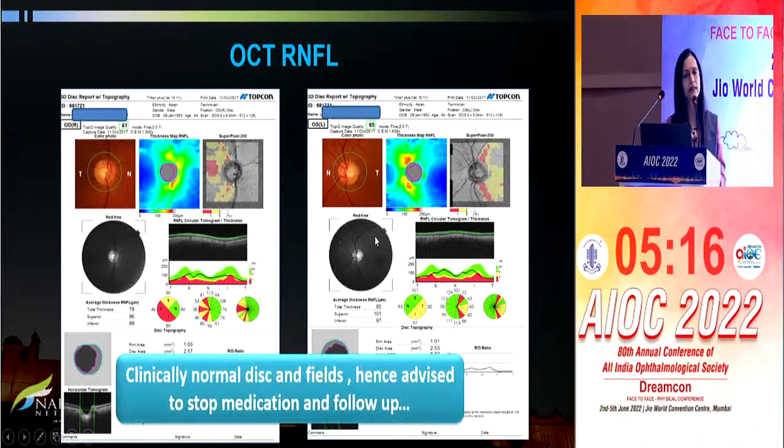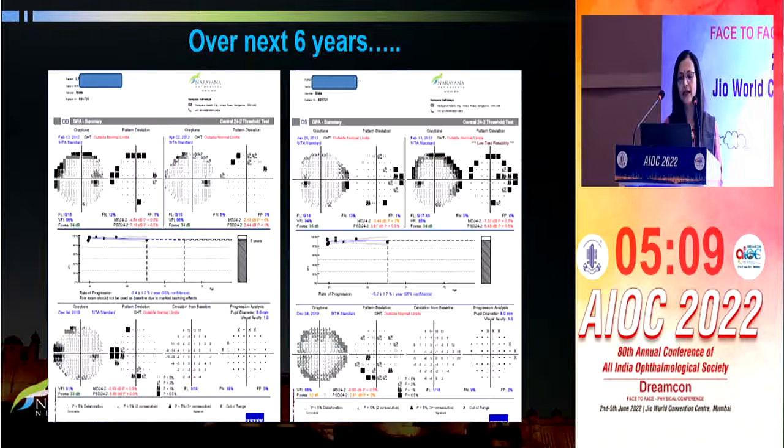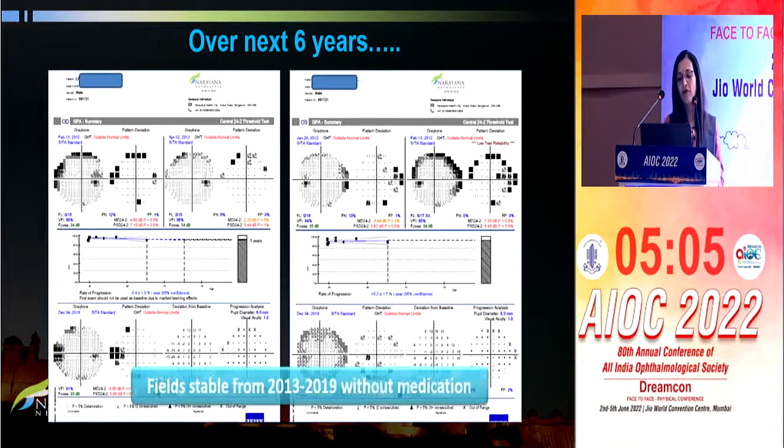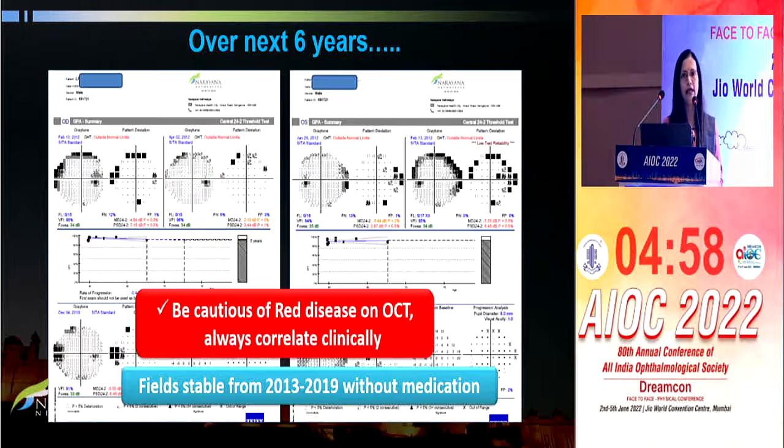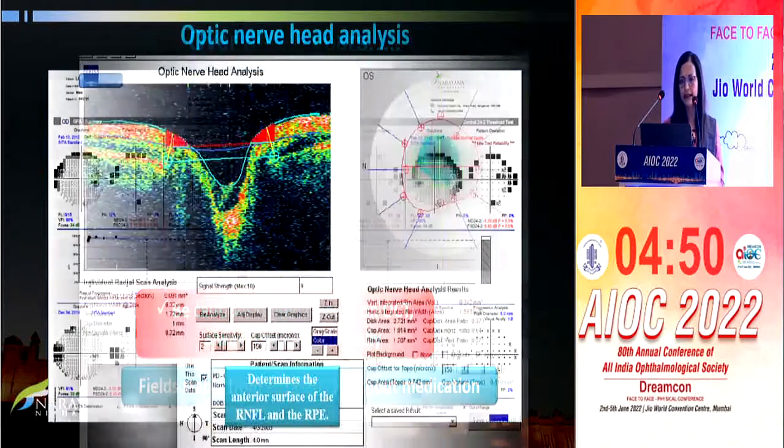However, since clinically it was normal and the visual fields were normal, we actually stopped the medication because the patient was having side effects due to the PGA. And when we followed up this patient over the next 6 years, without any medication, the patient was quite stable. So sometimes you have to be careful looking at the OCT parameters. The red color on OCT does not always mean disease, so you have to be careful and correlate clinically.